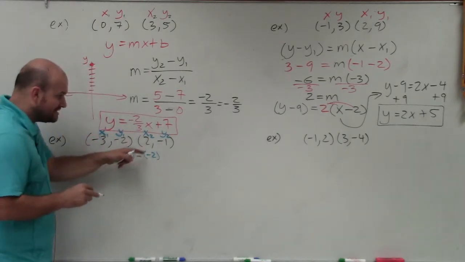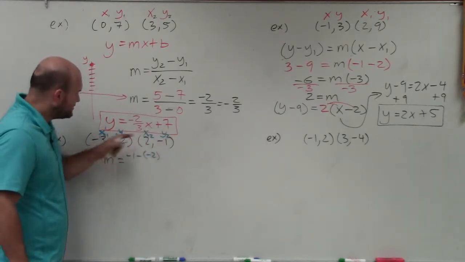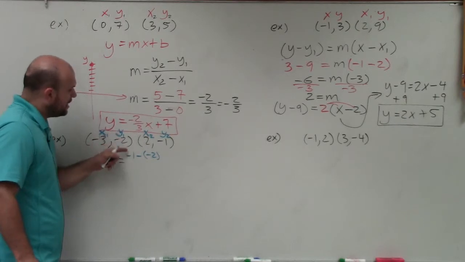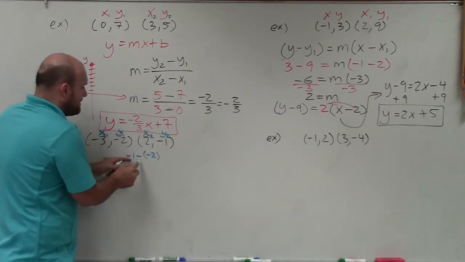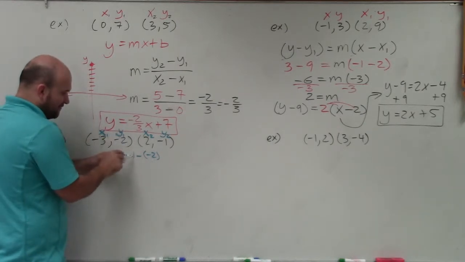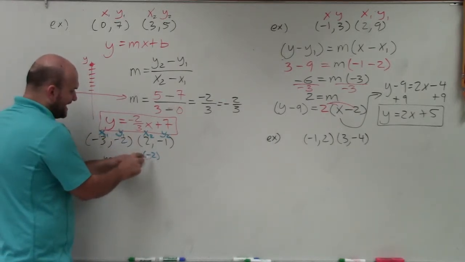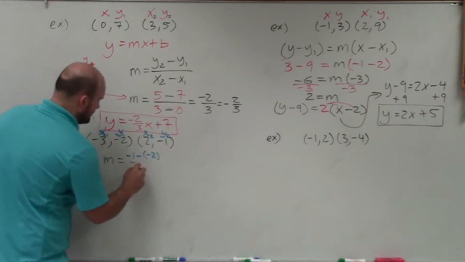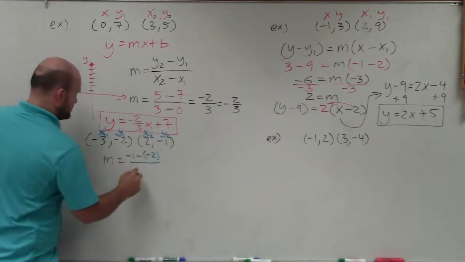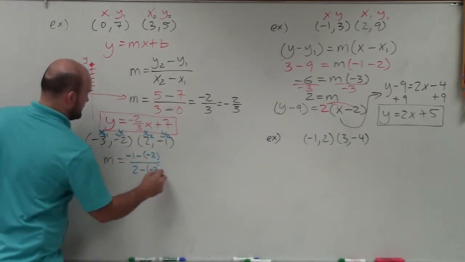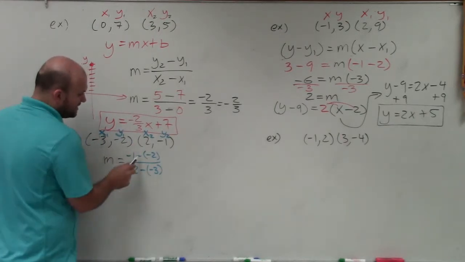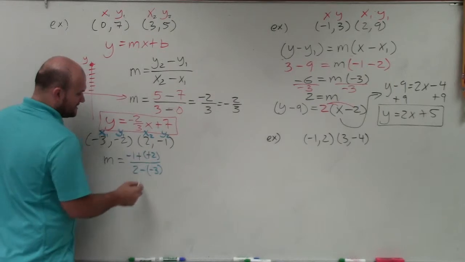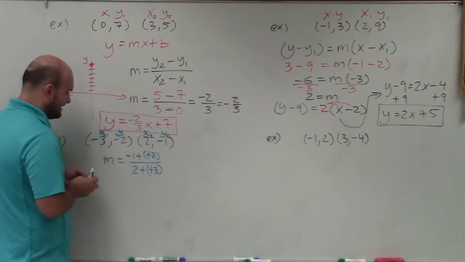Notice how I use parentheses. A lot of students will see this and say, oh, y2 minus y1, well, that's negative, so they do negative 1 minus 2. No, negative 1 is y2. Negative 2 is y1. Just be very careful with that. And then I'll do 2 minus a negative 3, or x2 minus x1. The reason that's so important is because when you have minus a negative, that's a double negative, so it's the same as adding.